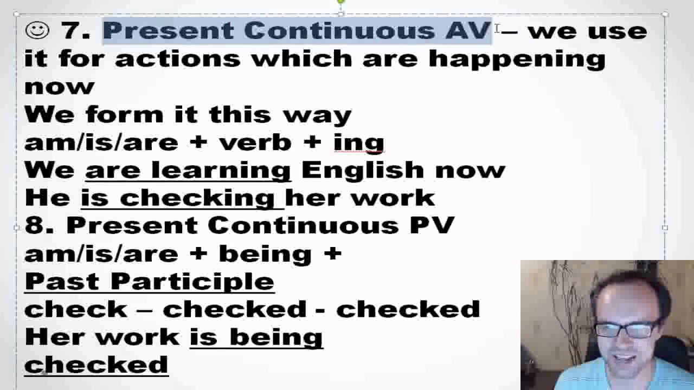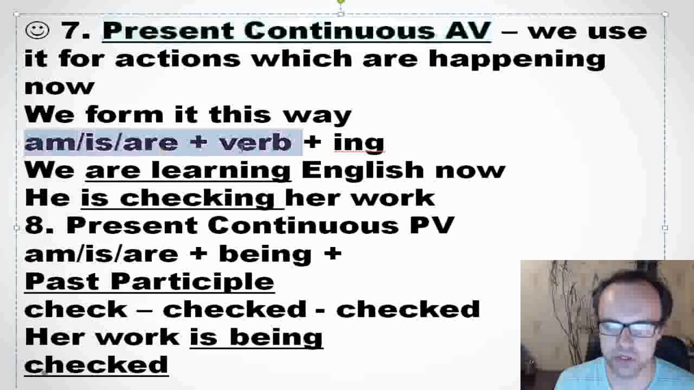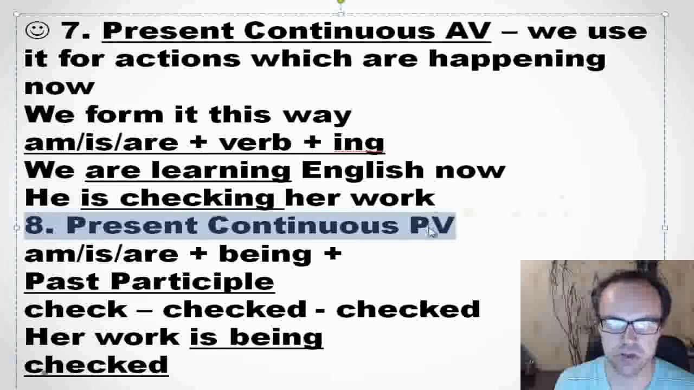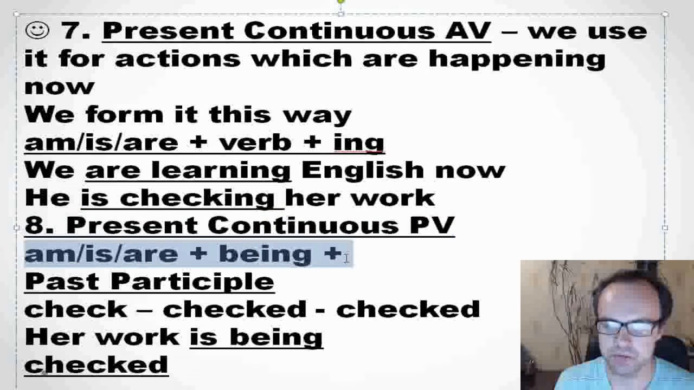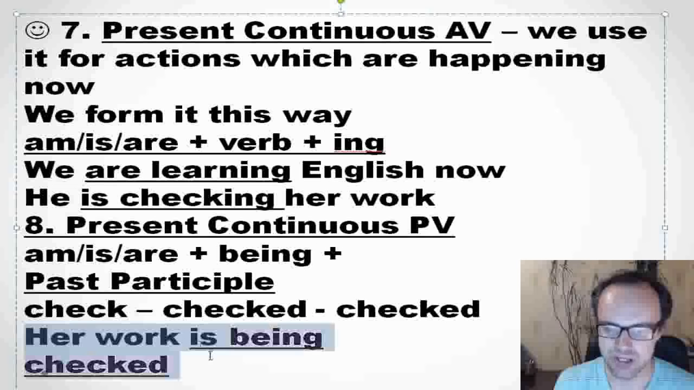So present continuous active voice, we use it for actions which are happening now. We form it this way: am, is or are plus verb plus ing. Look, we are learning English now. He is checking her work. And let's talk about present continuous passive voice. It's 8. So am, is or are plus being plus past participle. You know that this verb check is regular: check, checked, checked. And you see, her work is being checked. Very good.